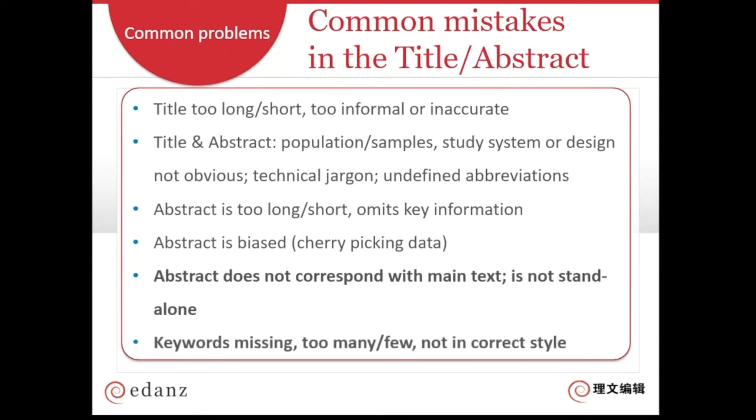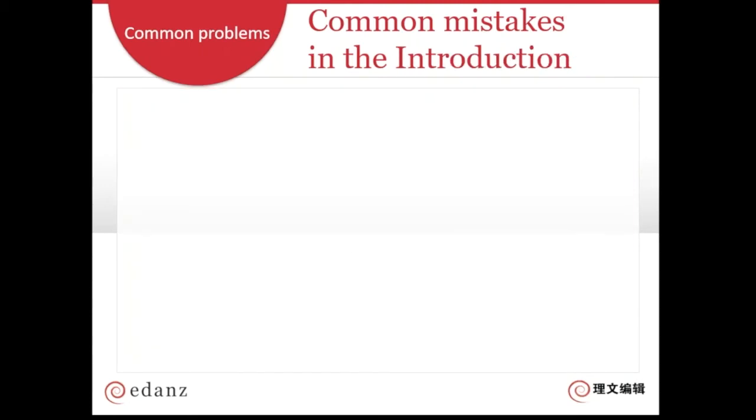Now, there's usually keywords after the abstract, so these might be missing, or there might be too few or too many, or not in the correct style, and some journals do want authors to use a specific word list. So if you see that the keywords have something wrong, you can also comment on this.